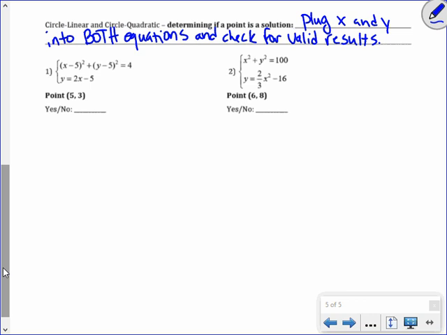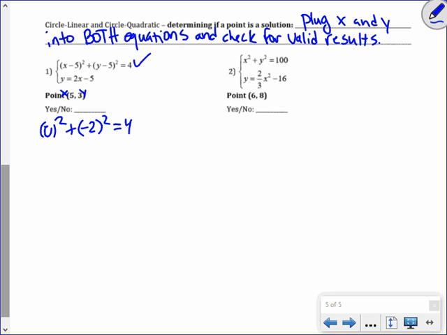I have my point 5, 3. 5 is my x, 3 is my y. I'm going to take those numbers, I'm going to plug them into both equations one at a time, and make sure that whatever I get on the left is exactly the same as what I get on the right, because that would be required for the equation to be valid. So if I plug that into the first one, I would get 5 minus 5 is 0. 0 squared plus negative 2 squared, does it equal 4? Yes, because 0 squared is 0, and then negative 2 squared is 4, and 0 plus 4 is 4. So it works for the first equation.